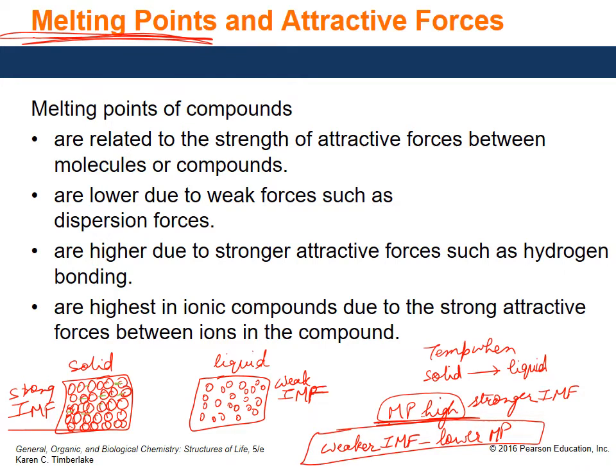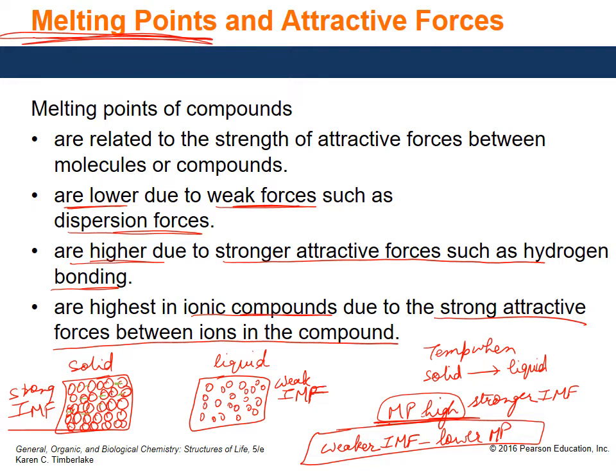Okay, melting points of compounds are lower due to weak forces such as dispersion force. They are higher due to strong attractive forces such as hydrogen bond. They are highest in ionic compounds due to strong attractive force between ions in the compound. So melting point is highest for ionic compounds, then it is for the compounds which have hydrogen bond. Why? Because hydrogen bond is strongest out of all of those. Then it is weaker for the dipole-dipole, and the weakest is for dispersion force, because the stronger the IMF, the higher would be the melting point.